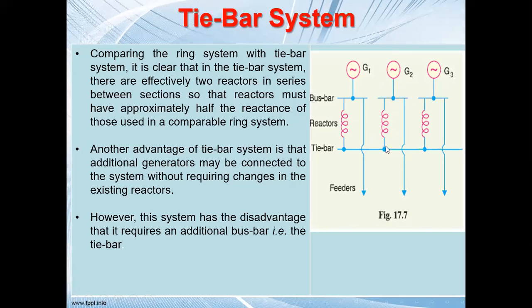So one of the advantages we are getting here is that we have, let us say, an alternate supply, because if there is a fault on the bus bar itself, the tie bar will come into action and it will operate the system. Moreover, the fault current will not be allowed to flow in the other generators or the other feeders. So if the fault has occurred in this feeder, it will be limited here only.